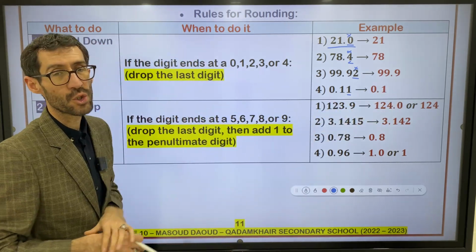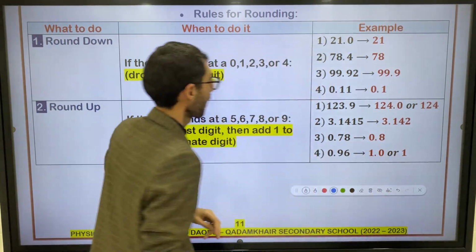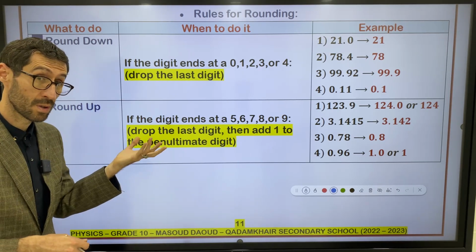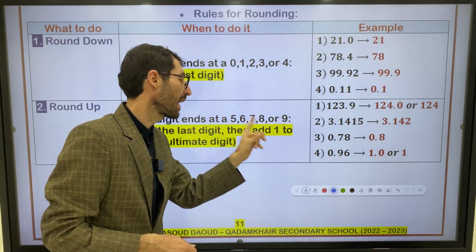So this is the first rule about rounding. How do we use round up? When do we use round up, actually? If the digit ends at 5, 6, 7, 8, or 9.